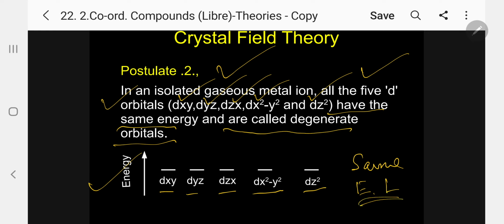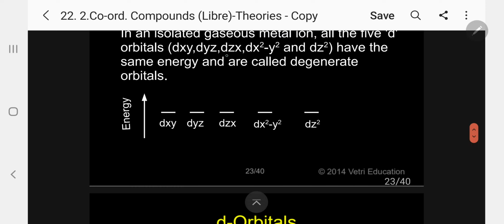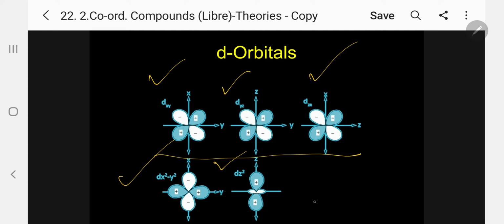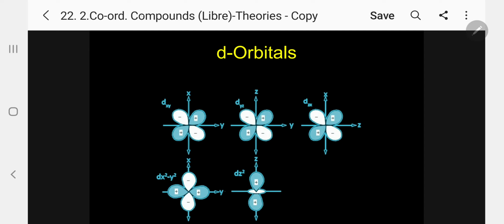Kindly follow. In an isolated gaseous metal ion, all the 5 d orbitals dxy, dyz, dzx, dx squared minus y squared, and dz squared have the same energy. All are the same and are called degenerate orbitals, of equal energy. You can see the d orbitals we have already seen under atomic structure. What is the interesting information I want to point out here? The first 3 are different from the other 2. In what way? dxy, dyz, and dzx lie between the axes, whereas dx squared minus y squared and dz squared lie along the axes.